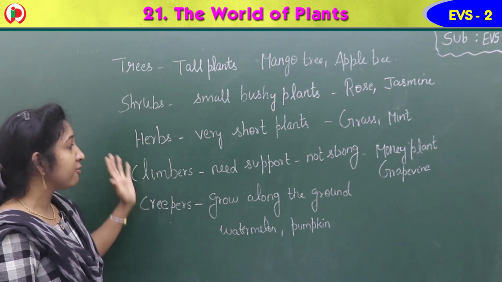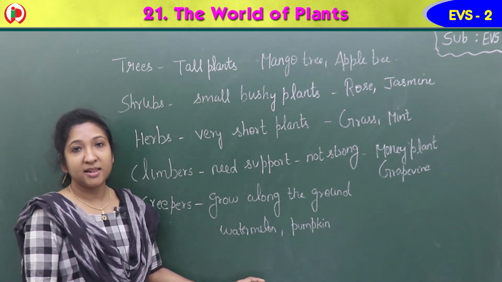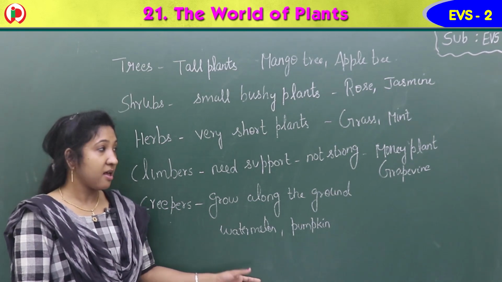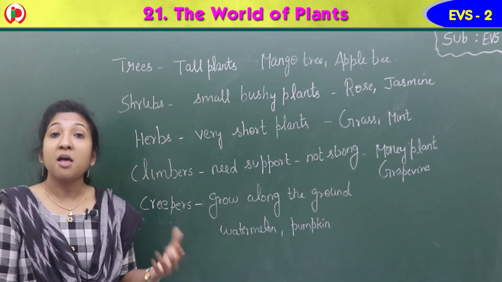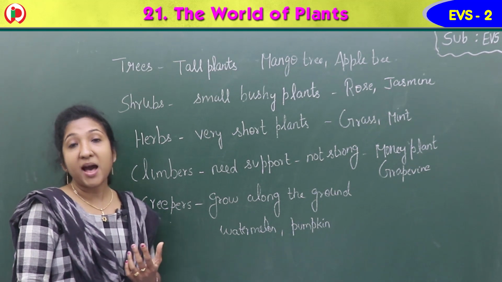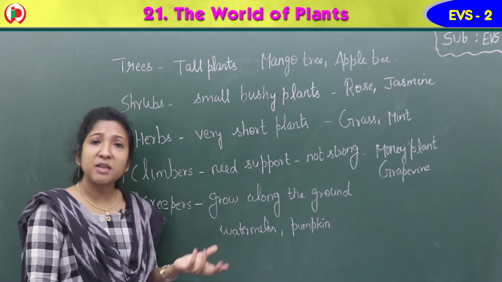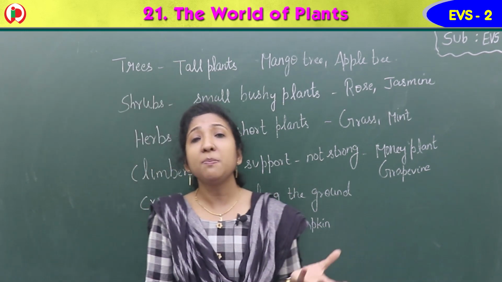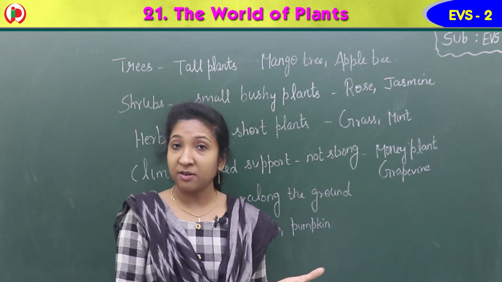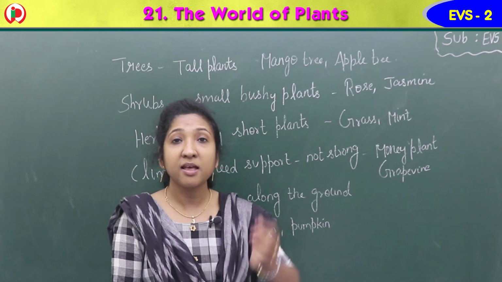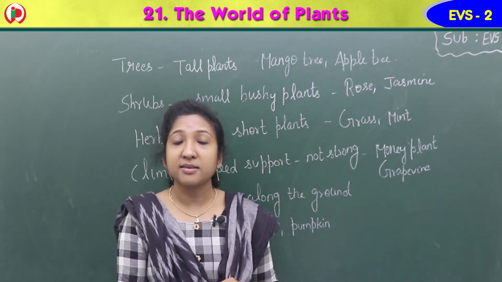Okay, children. So, these are the different kinds of plants we learned. Isn't it? Yes. Then we learned about parts of a tree or parts of a plant. So which are the main parts of a plant, or how many parts are there for a tree, for a plant? Yes, there are 5 main parts.